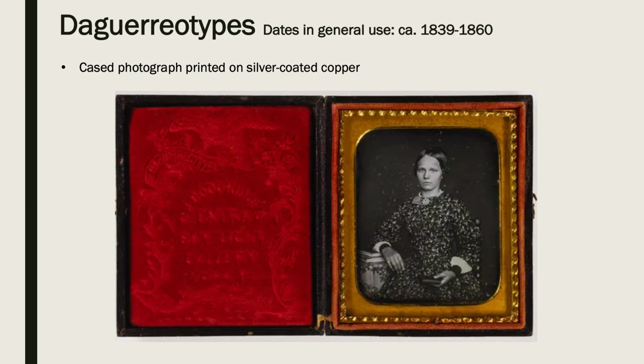The first widespread photographic process that appears in collections is the daguerreotype. This process was first introduced in France in 1839 by Louis Daguerre, and it consists of an image made on a silver-coated copper plate. It is a direct positive process made without a negative. It has a highly reflective surface that sometimes makes it difficult to see the image. These photographs are in cases, as shown here.